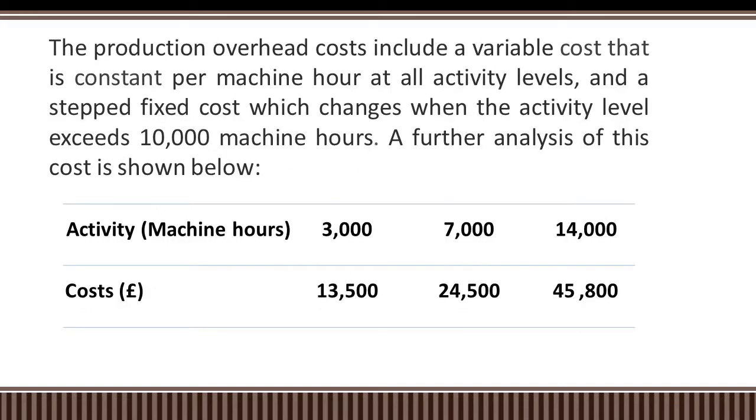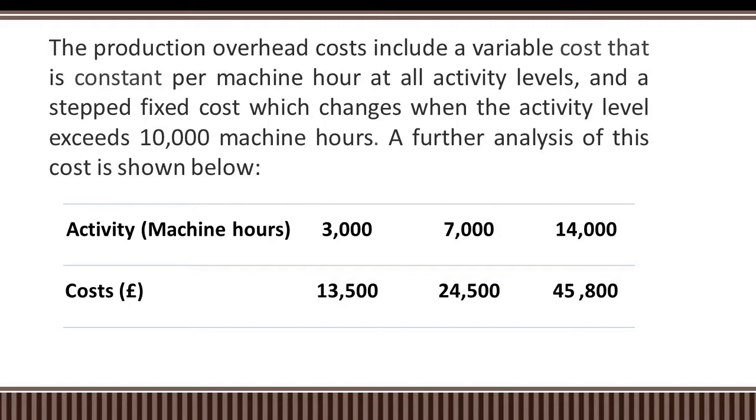The production overhead cost includes a variable cost that is constant per machine hour at all activity levels, and a stepped fixed cost which changes when the activity level exceeds 10,000 machine hours. A further analysis of this cost is shown below. We have three different activity levels, machine hours, and then we have associated cost of running that many machine hours. We can see that at 3,000 the cost should be 13,500. For 7,000 it should be 24,500, and for 14,000 units it's 45,800.